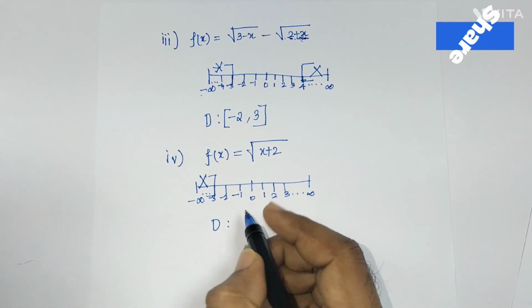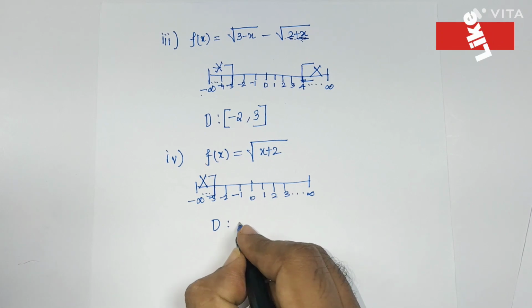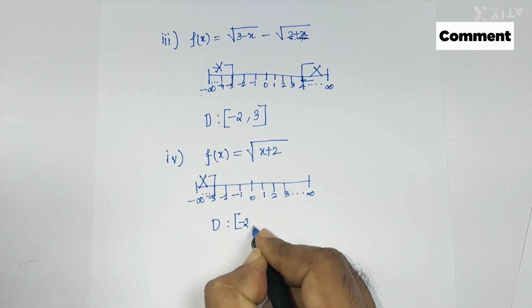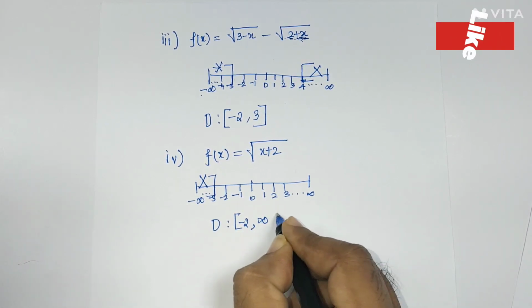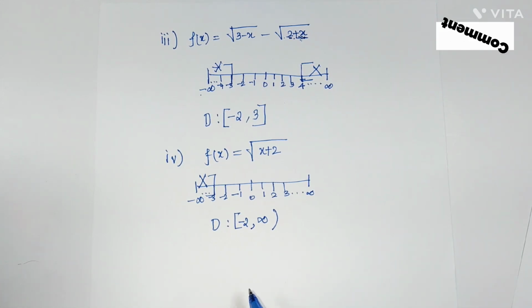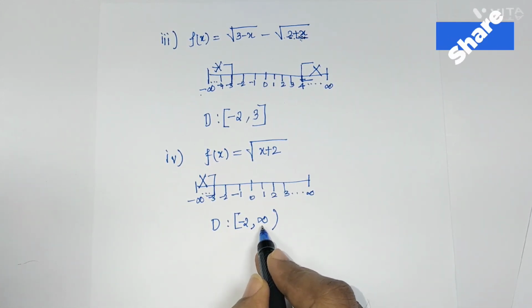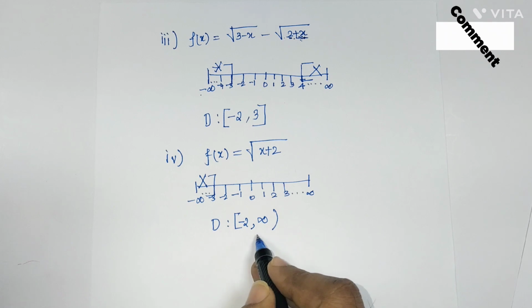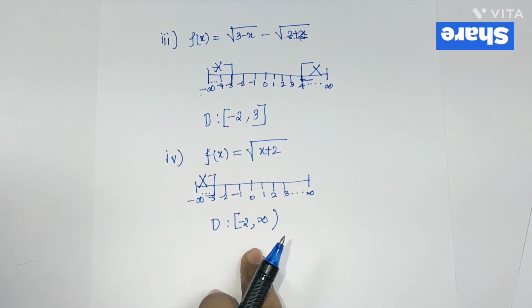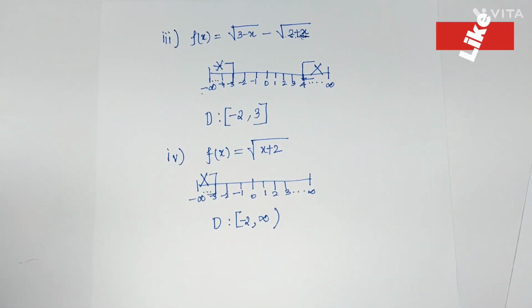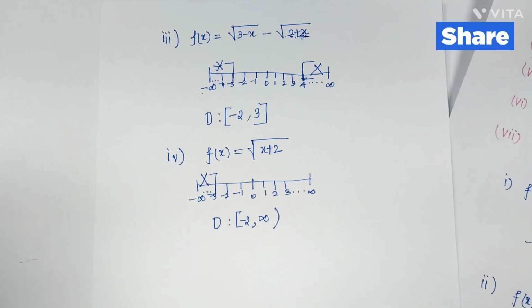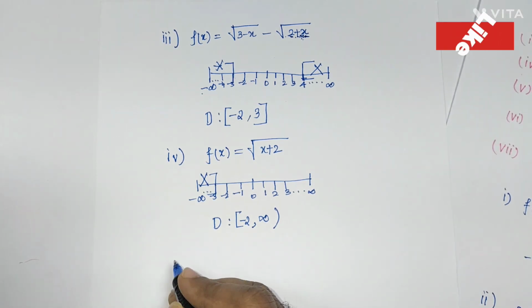So I am writing the domain with minus 2 included. Minus 2 included, comma, and here an infinite number of terms, so we have to write an open bracket. This infinity is not included, so we write an open interval. So this is the domain for this root of x plus 2 function.